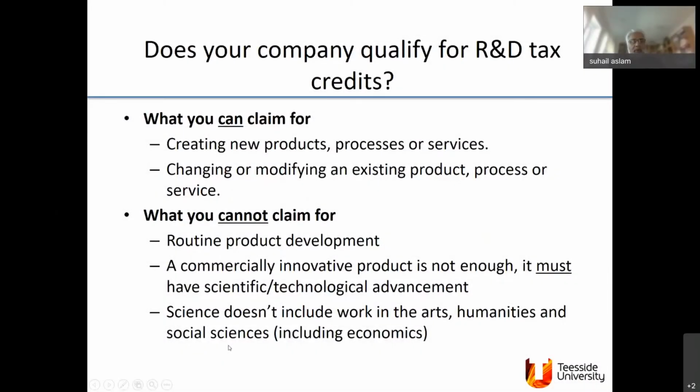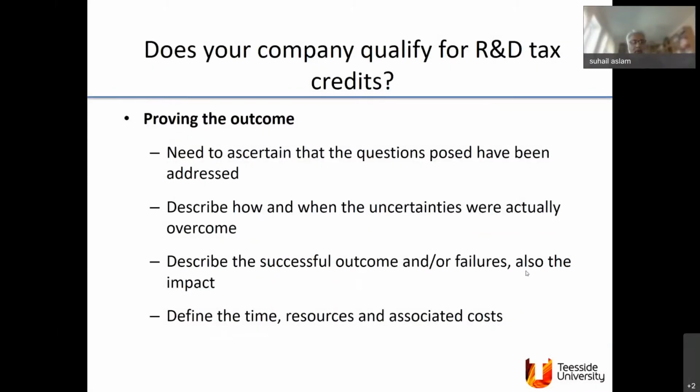What you can claim for: creating new products, processes or services, changing or modifying an existing product, process or service are absolutely within scope. What you can't claim for is routine product development, and a commercially innovative product is not enough. It must have some scientific or technological advancement, and science doesn't include work in the arts, humanities and social sciences, including economics.